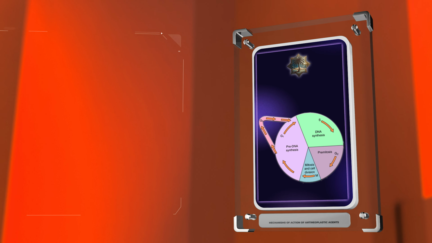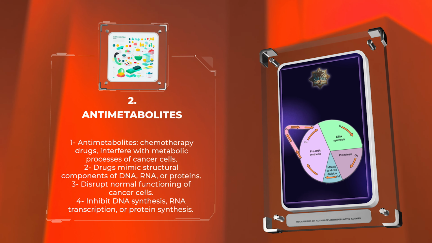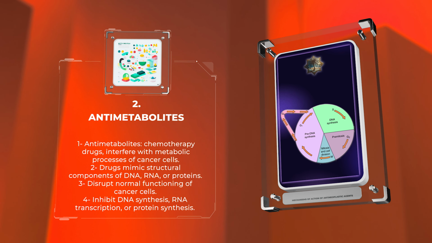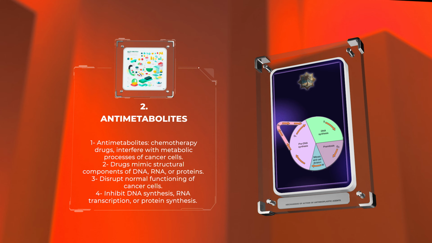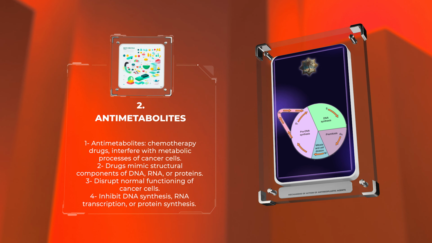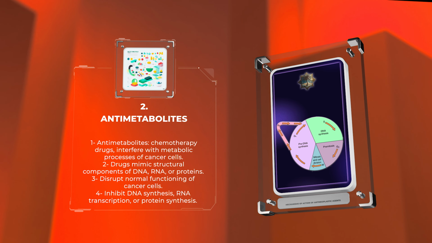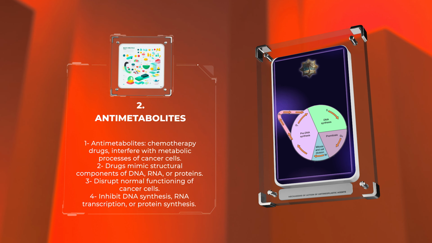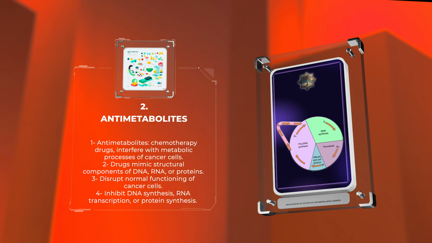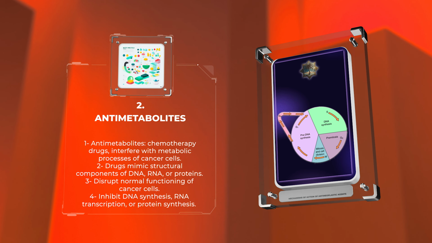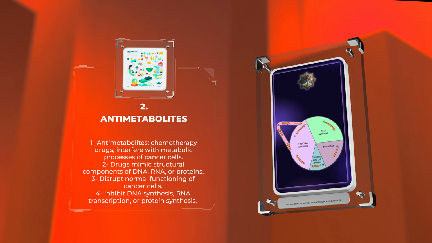Antimetabolites are another class of chemotherapy drugs that interfere with the normal metabolic processes of cancer cells. These drugs mimic the structural components of DNA, RNA, or proteins, and when incorporated into cancer cells, they disrupt their normal functioning. Antimetabolites can inhibit DNA synthesis, RNA transcription, or protein synthesis, ultimately halting cancer cell growth. Common examples of antimetabolites include methotrexate, 5-fluorouracil, and gemcitabine. These drugs are frequently used in the treatment of breast, lung, and colon cancers.